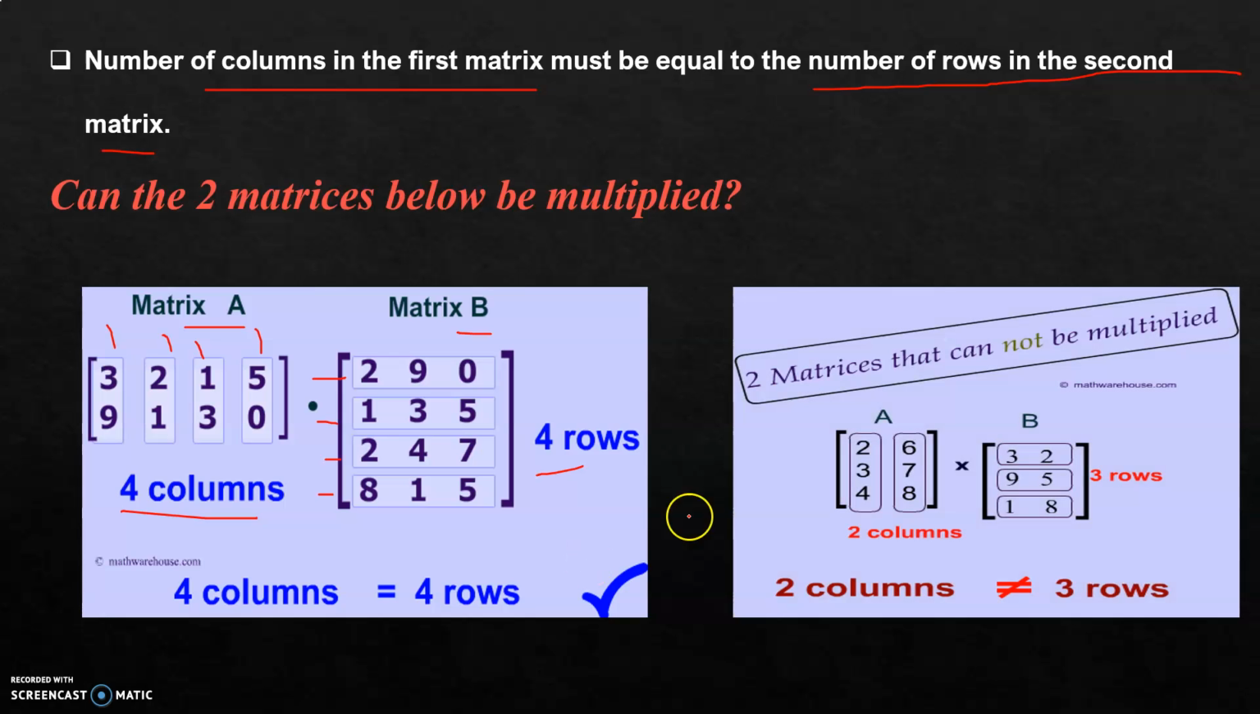Let us take another one. Here are two matrices. The number of columns of the first matrix is 2, and the number of rows of the second matrix is 3. So 2 and 3 are not equal. Such matrices cannot be multiplied.